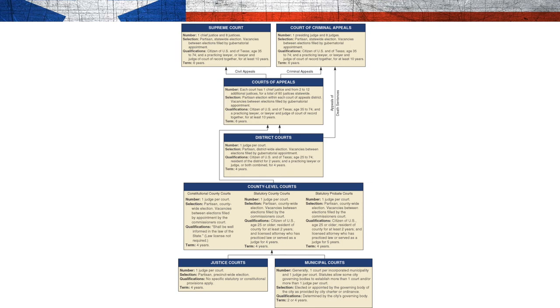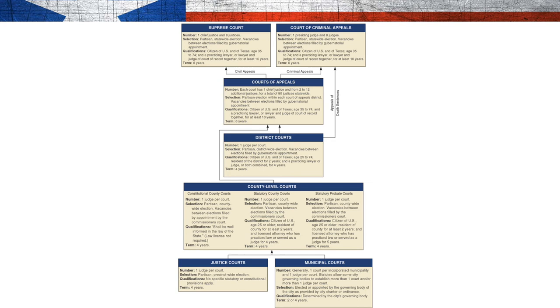They are elected in partisan elections, not statewide, just in their appellate district. There are 14 different appellate districts in Texas, so I only elect appellate judges from my appellate district. But again, it has to be a citizen of Texas in the U.S., 35 to 74 years old, and a lawyer or judge for a combined 10 years of service. And the term length is 6 years.